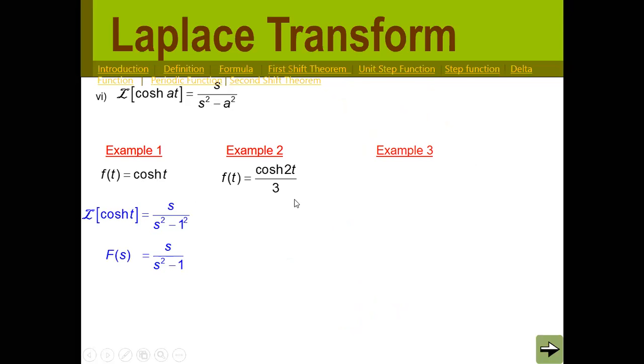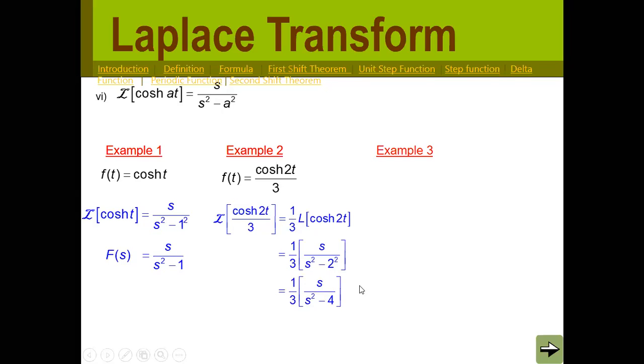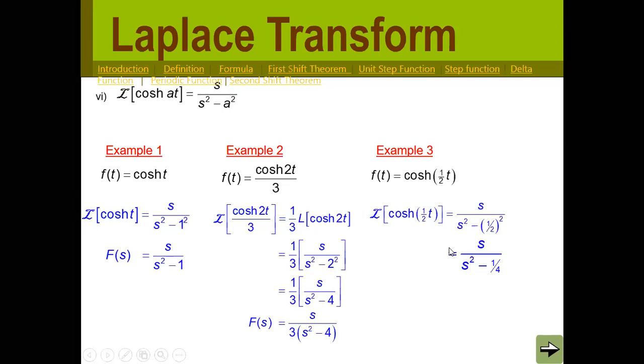So cosh 2t over 3. So 1 over 3 is a constant, just put outside. So cosh 2t, where a is 2: 1/3 times s over s square minus 2 square. So 1/3 times s over s square minus 4. Cosh(1/2 t), we get s over s square minus (1/2) square, which is 1/4. Okay.